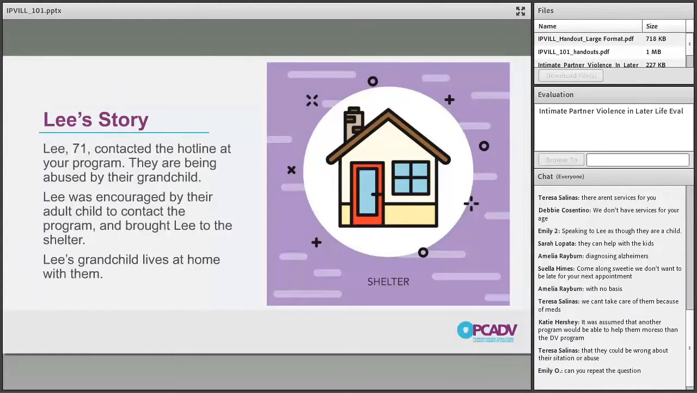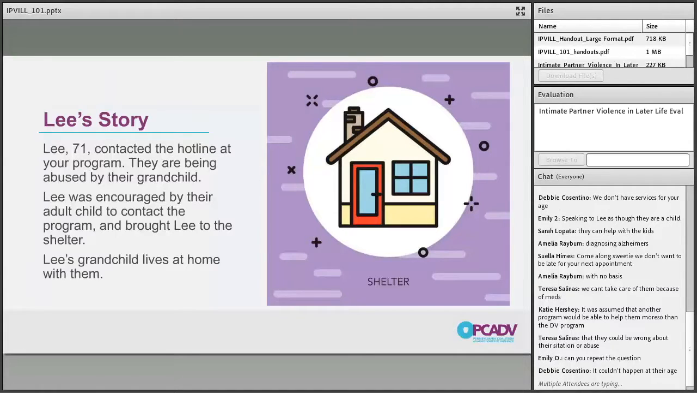So the question is, what assumptions were made about Lee, because as a 71-year-old adult, that would not have been made about a younger survivor coming with the same story as Lee. They could be wrong about their situation or abuse. Yep, talking about how this didn't really happen.